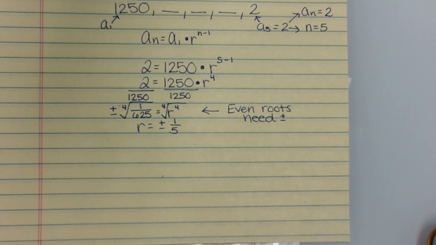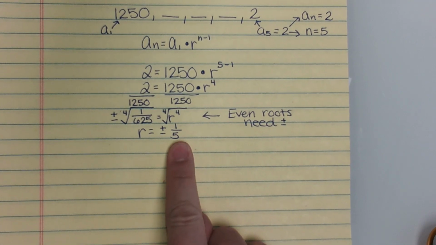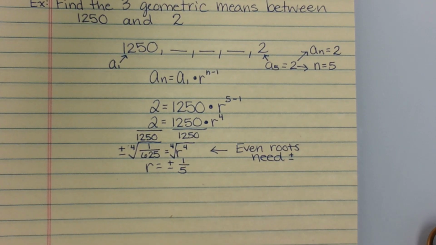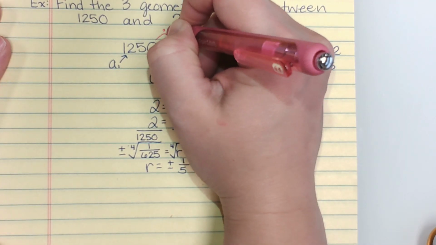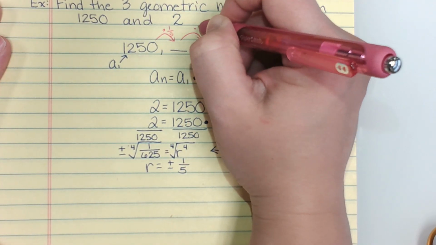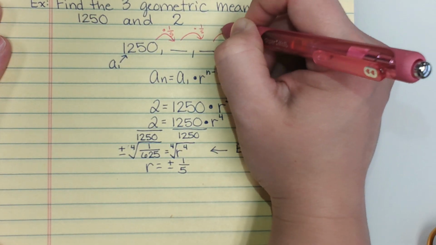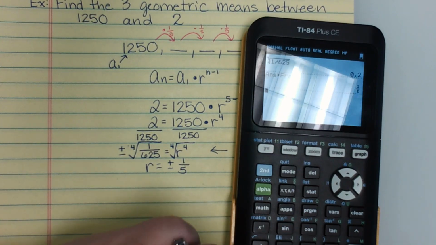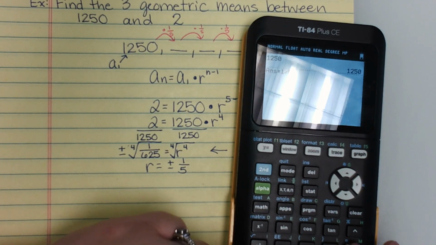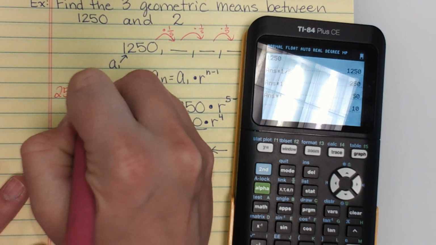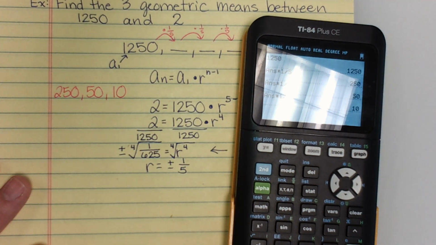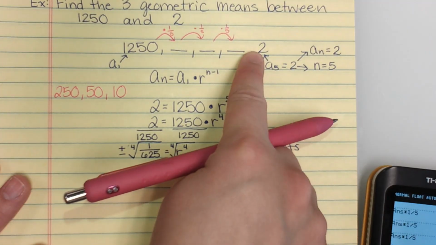I am looking for the means. According to this, to go from term to term, I am multiplying by either 1/5 or negative 1/5. So, to get my actual means, I do the math. I multiply by 1/5, multiply by 1/5, multiply by 1/5. I get 250, 50, and 10. And if I do it one more time, it brings me to 2, which means I did it right.